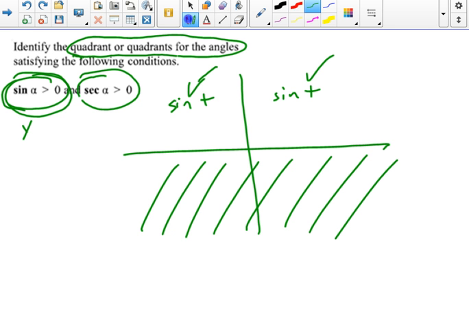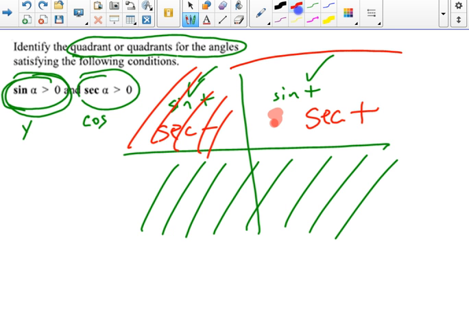Now, secant. What about the secant? Well, don't think about the secant. Think about the cosine, because the secant and the cosine will have the same behavior here. So wherever the cosine is positive is where we're looking. The cosine works with x, and it's only positive here. The secant, along with the cosine, is only positive here. The secant will be negative over here. So this won't work. The only place they're both positive is in the first quadrant.